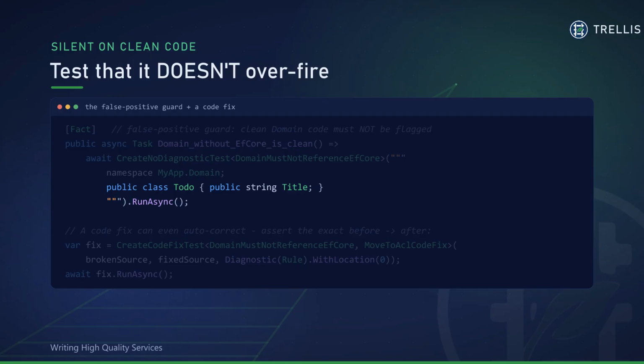And if you went further and wrote a code fix, one that moves the offending type to the ACL, the SDK tests that too. Given the broken source, applying your fix must produce exactly this corrected source. Fires when it should, silent when it shouldn't, and fixes what it can, all under test.